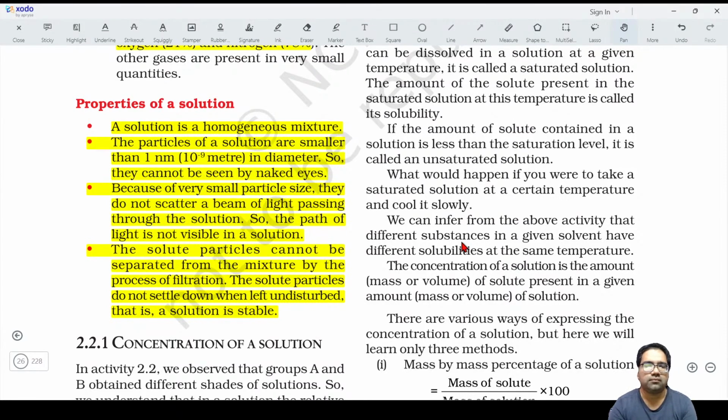The solute particles cannot be separated from the mixture by the process of filtration. The solute particles don't settle when left undisturbed, that is, the solution is stable.